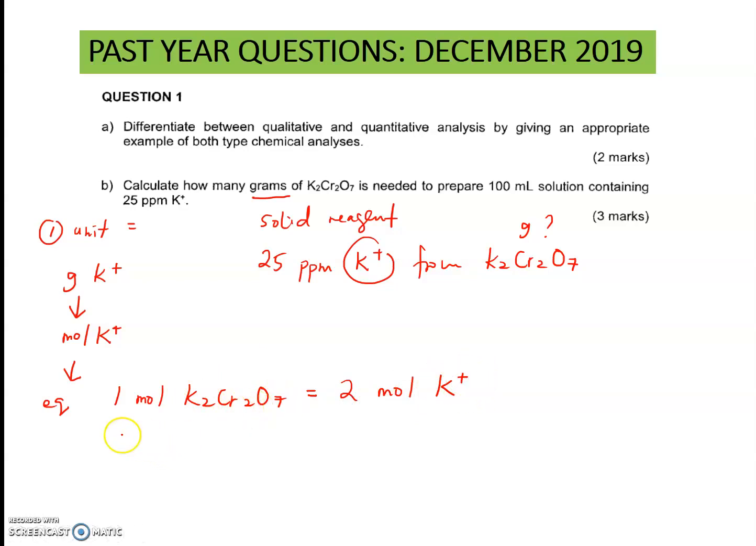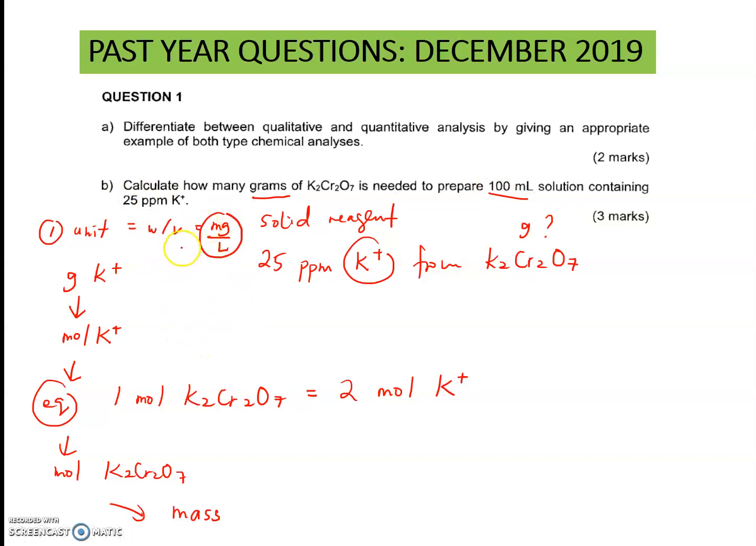Alright, and then from that you will get mole of potassium dichromate, and then you can calculate the mass of the molecule. So 25 ppm in what terms? It involves gram and also volume, so under weight per volume, and I'm using the unit milligram per liter.